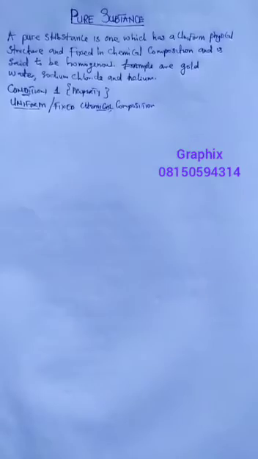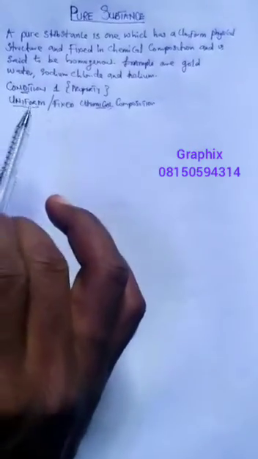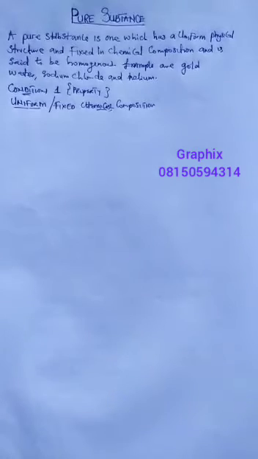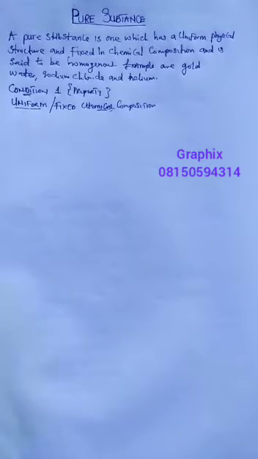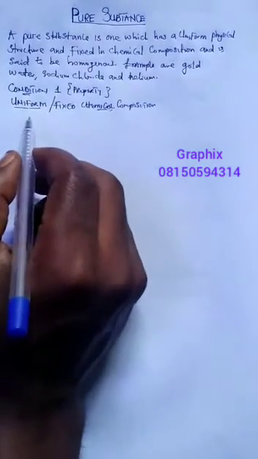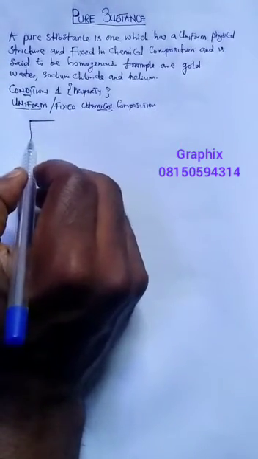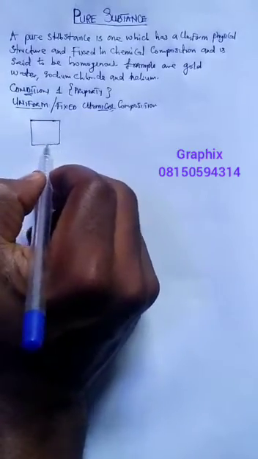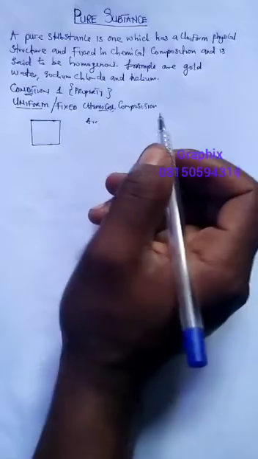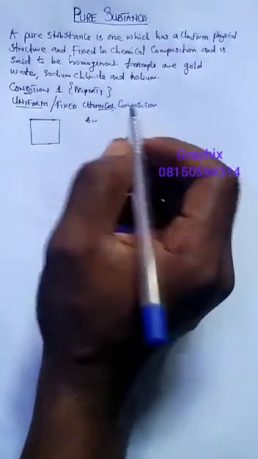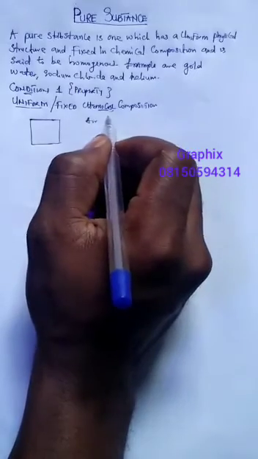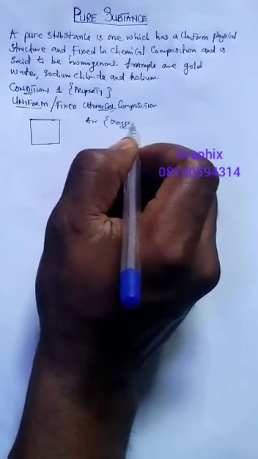Now, what do we mean by saying a pure substance has a uniform or fixed chemical composition? Why must a pure substance have a uniform or fixed chemical composition? Let's take an example now. A container that is filled with air. We know air is a mixture of gases, and two of the major components of air are oxygen and nitrogen.